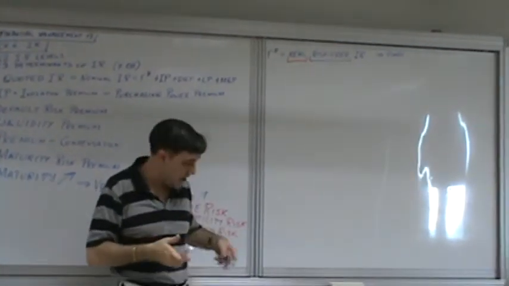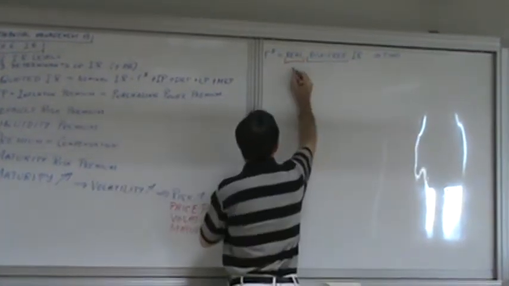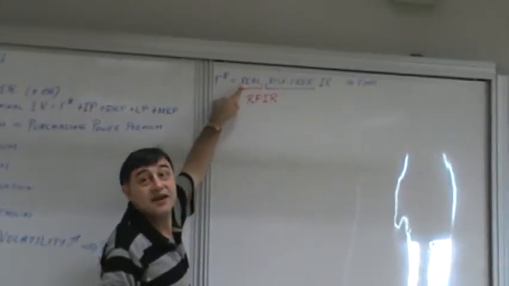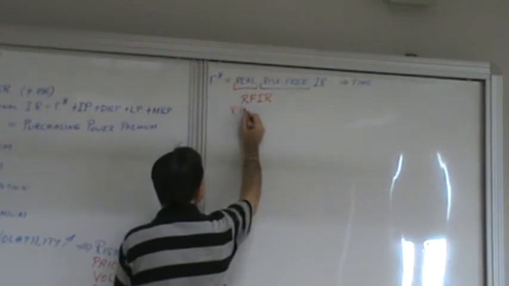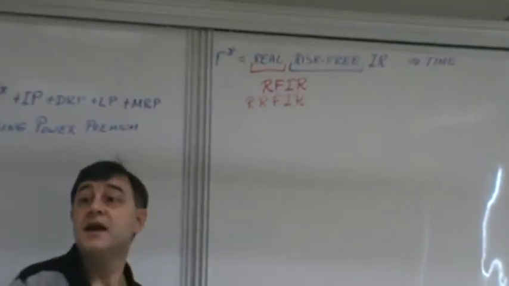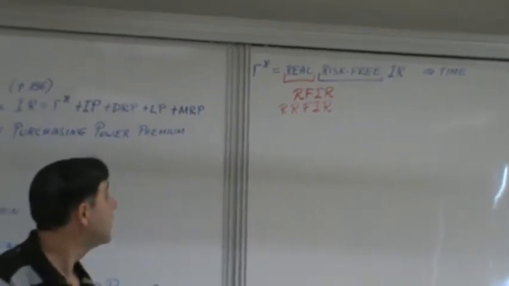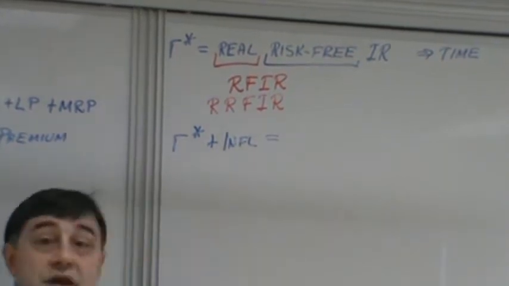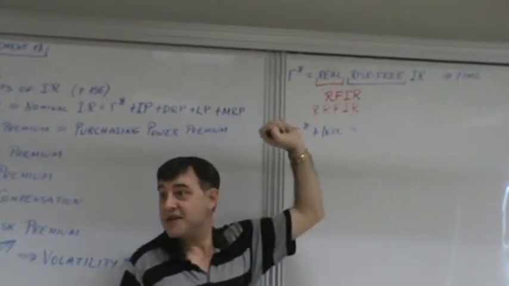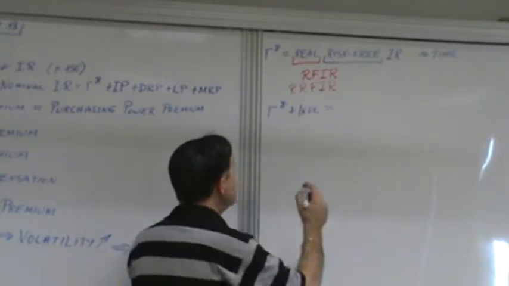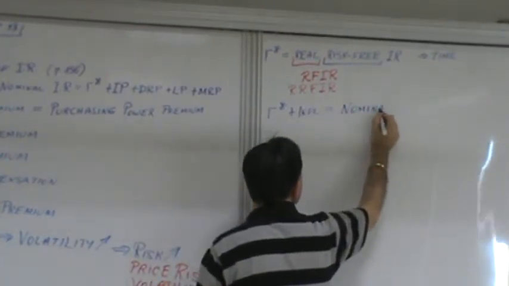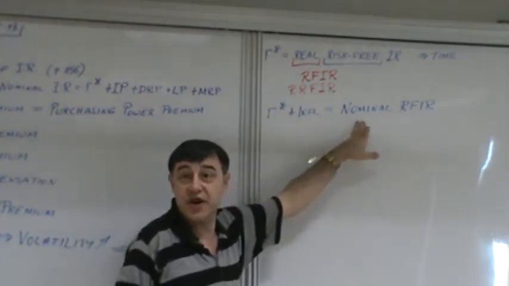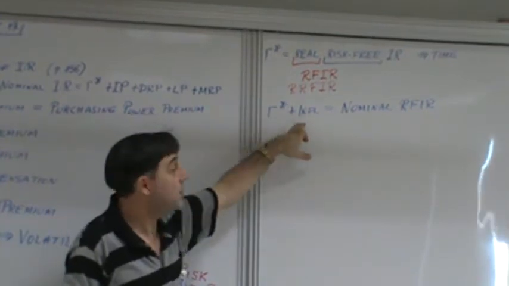Sometimes they call it and write this whole thing as risk-free interest rate. And this is real risk-free interest rate. And when you take R star plus inflation, you get, this is what Bear was asking last time, nominal risk-free interest rate. So, nominal risk-free interest rate is real risk-free interest rate plus inflation.